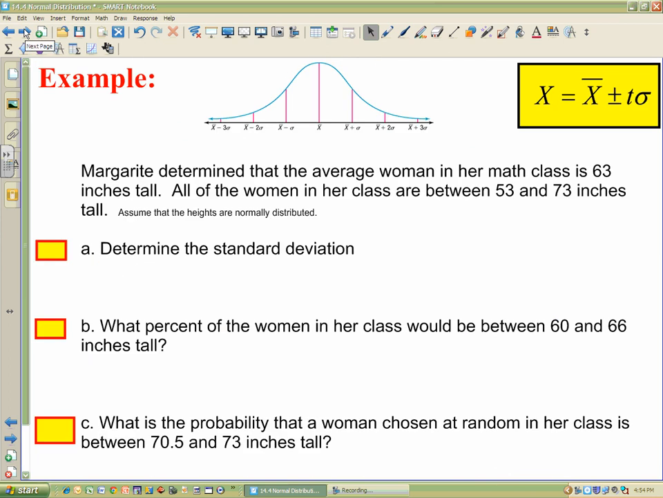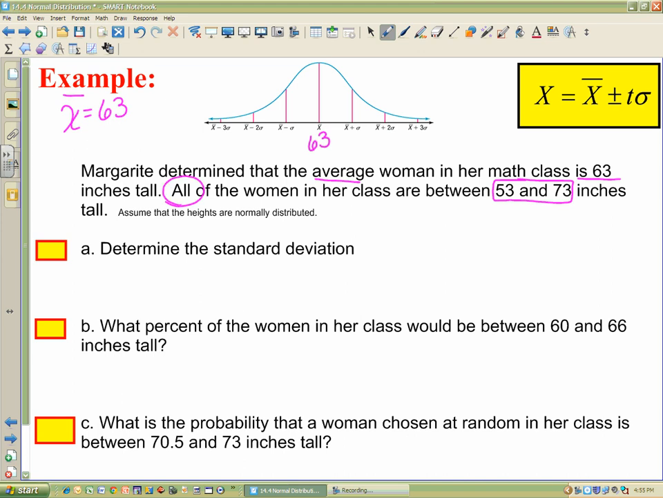So here was the problem I want to take you through. Marguerite determined that the average woman in her math class is 63 inches tall. All the women in her class are between 53 and 73 inches tall. So first thing I wanted us to do is determine what is the standard deviation. It's not given in the information directly, but we can calculate it. So the first thing I noticed is it talked about the average is 63. So my mean, my X bar, is 63. The next thing I read was there's some data endpoints, 53 and 73.